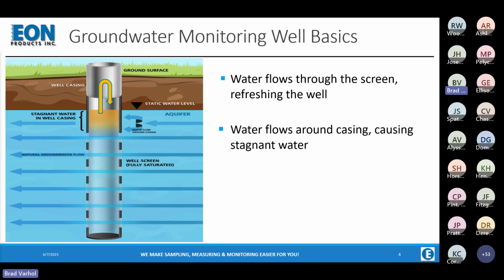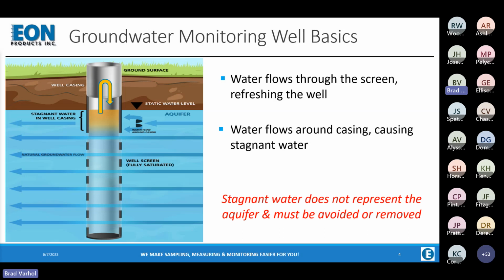We also have other interactions that occur, those being with the water interacting with the well construction materials, the casing, the gravel pack, and the surrounding environment around the well itself. So for those reasons, we end up with stagnant water that does not represent the aquifer. And if we truly want to sample what the quality of the water is in the aquifer, we have 2 choices. We either have to avoid that stagnant water or it has to be removed.